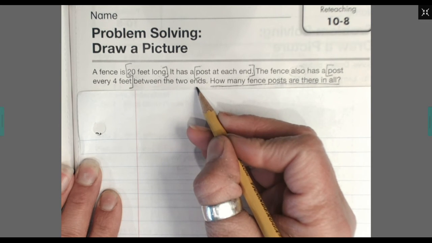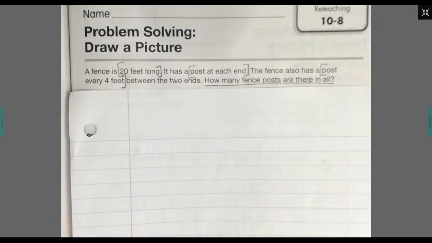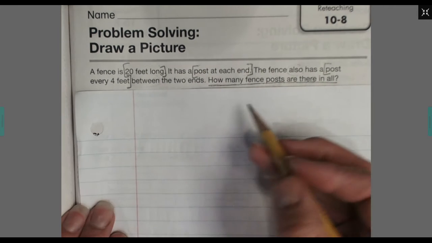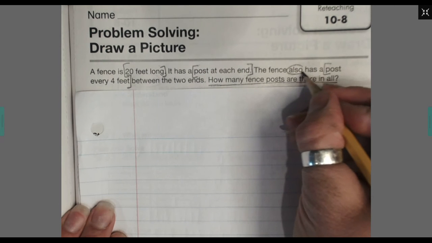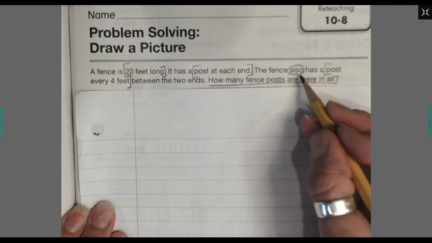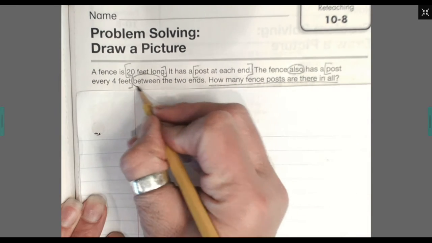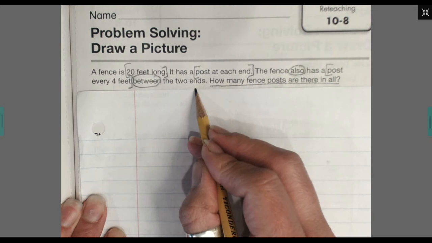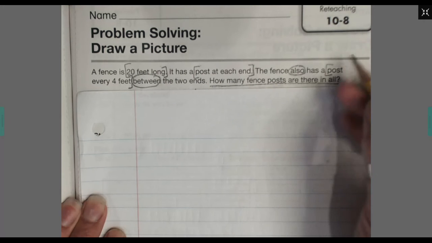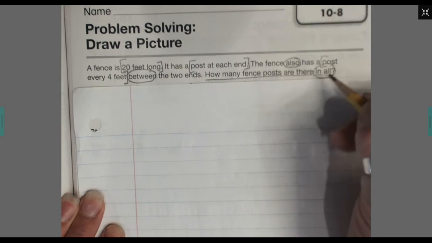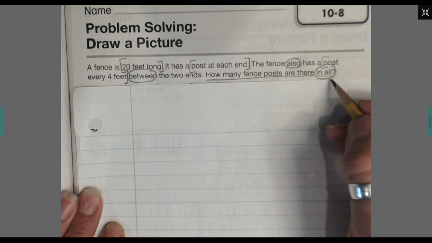What about any keywords or verbs that we need to circle? They also, that's a keyword there, also has a post every 4 feet between the two ends. How many fence posts are there in all? In all tells us we might need to do some addition, perhaps.